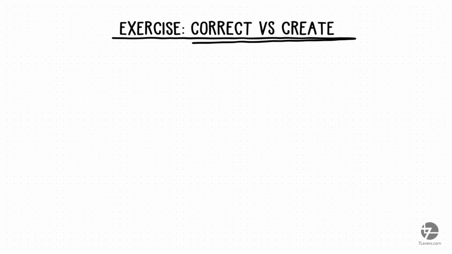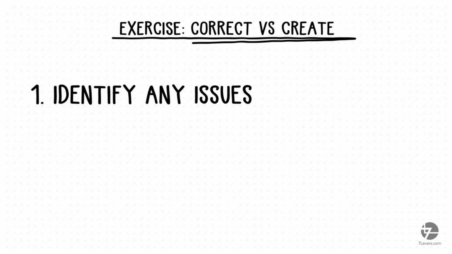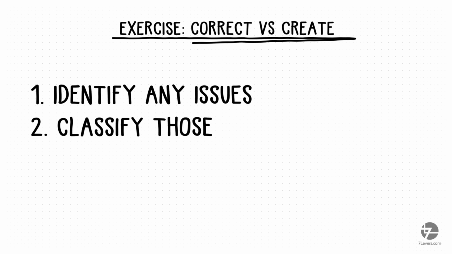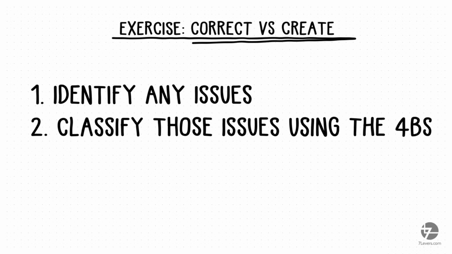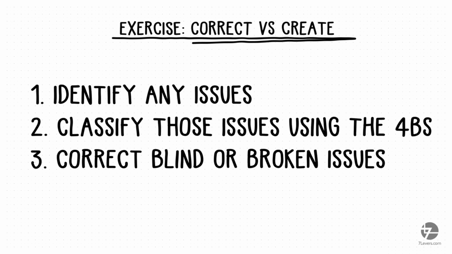Now that you understand the principles involved in correcting any issues and the importance of this final phase of the Profit Foundations process, your exercise is to identify any issues, so to find them in the work that you've done in capture and calculate, classify those issues into one of the 4 Bs, and then the issues that you've identified as either blind or broken, you need to correct them in order to establish that solid foundation to move forward.